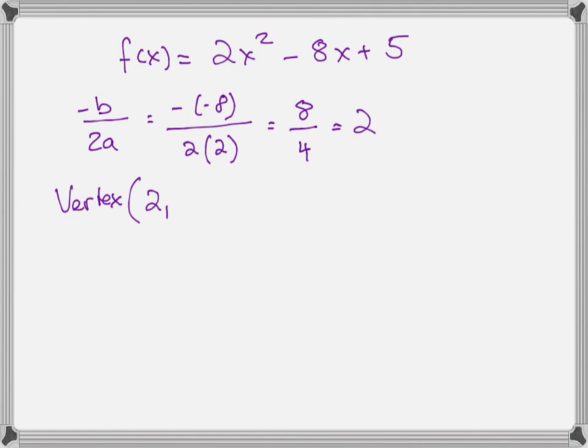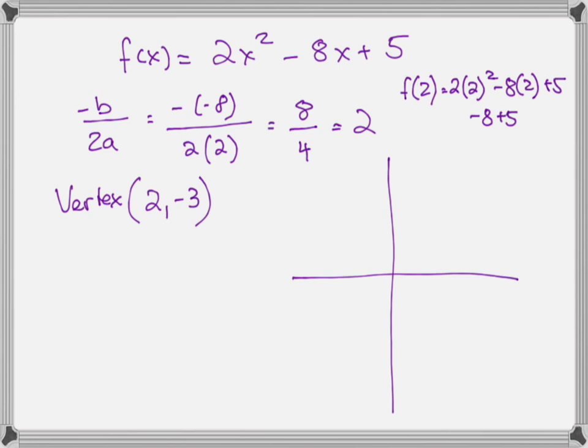How do we find the y value? You plug it in. Now you find f of 2. F of 2 is 2 times 2 squared minus 8 times 2 plus 5. 8 minus 16 is a negative 8 plus 5, so I assume would be a negative 3.